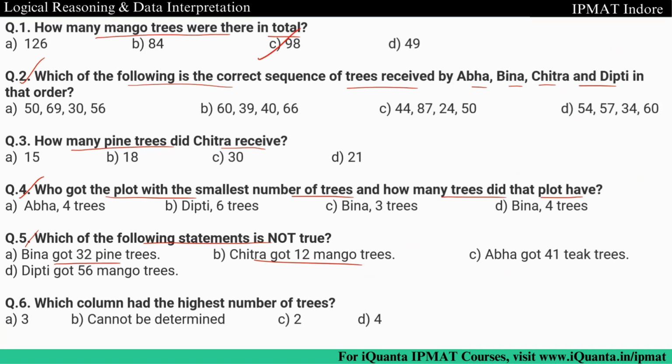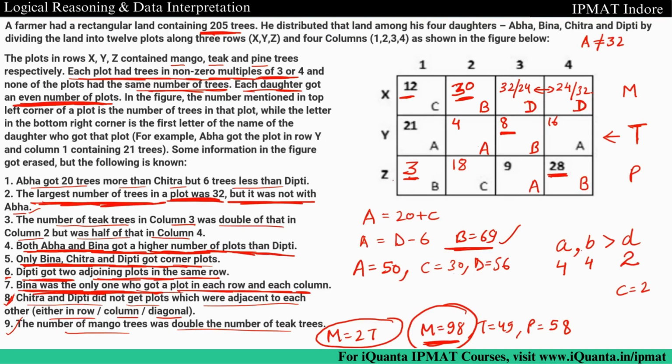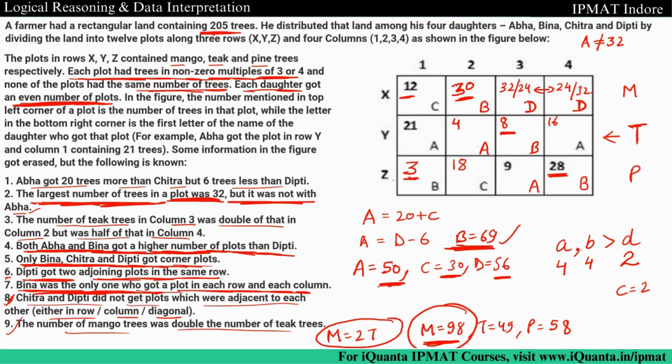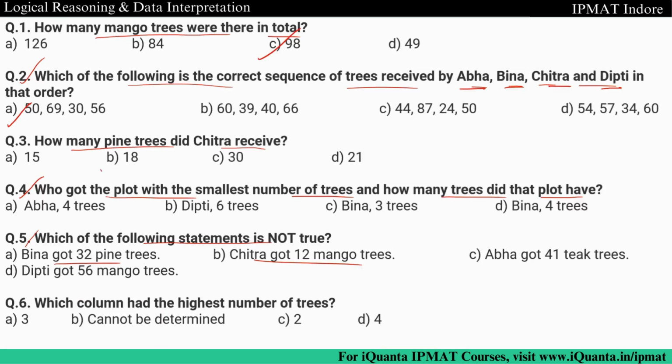Second is, which of the following is the correct sequence of trees received by Abha, Beena, Chitra, Dipti? So Abha we have 50, Beena 69, Chitra 30 and Dipti 56. So 50, 69, 30, 56, option A is the correct answer. Next is, how many pine trees did Chitra receive? So Chitra and pine trees are in the third row. Chitra, we have 18 pine trees. So option B is the correct answer.